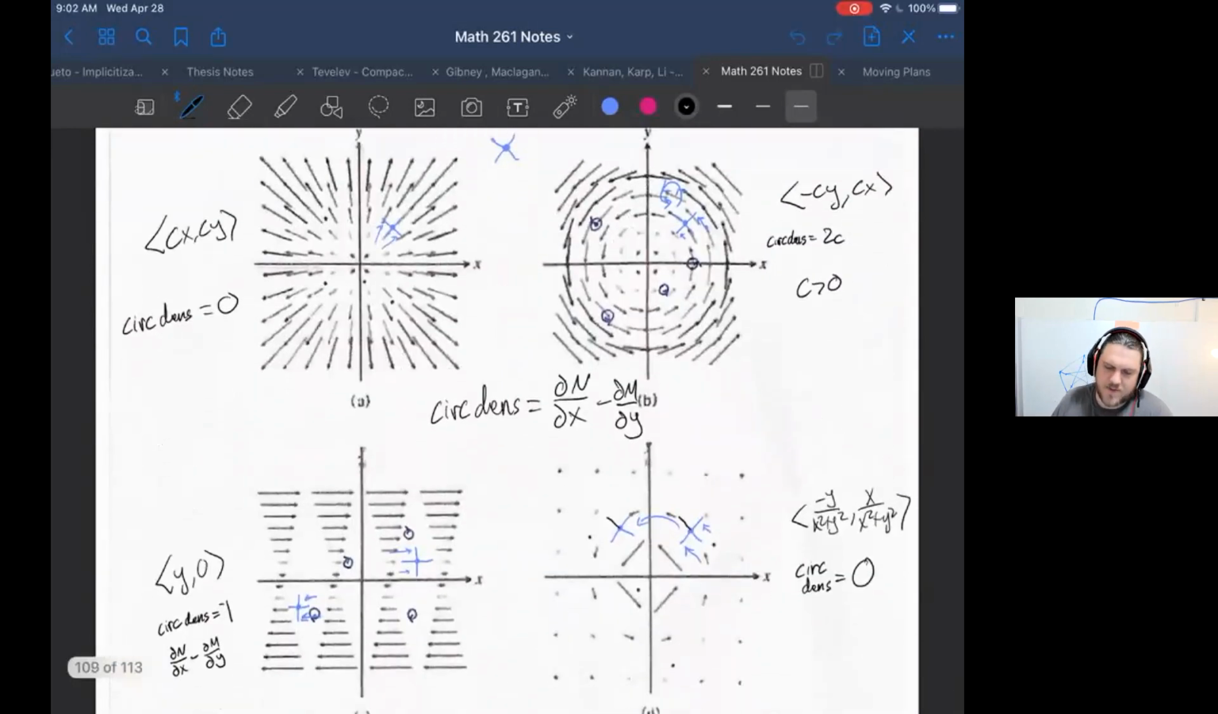Circulation density, positive circulation density means a counterclockwise rotation. A negative circulation density means a clockwise circulation of the particles, not necessarily the entire vector field.